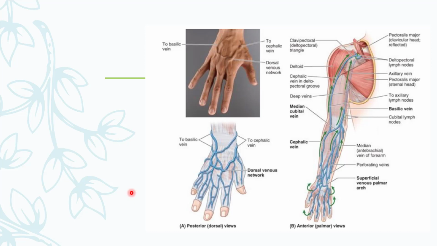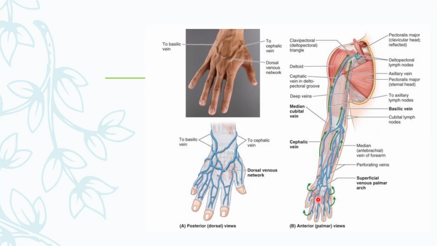See here in this diagram, this is the dorsal venous network. It is giving origin to two types of veins. One is on the lateral side or the thumb side, this is the cephalic vein, and one is the basilic vein. You can see here on the surface also, this is the dorsal part of the hand, and here you can see the dorsal venous network, the cephalic vein and the basilic vein.